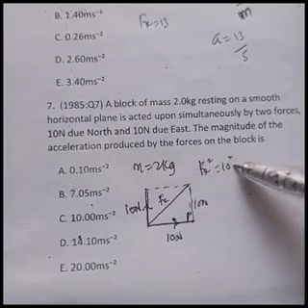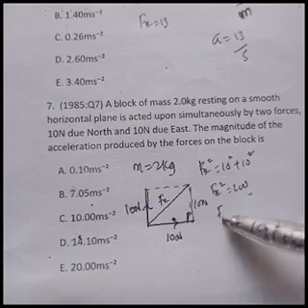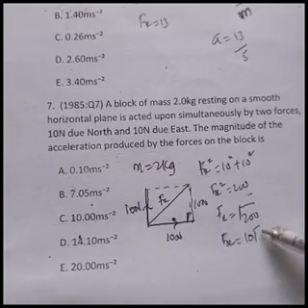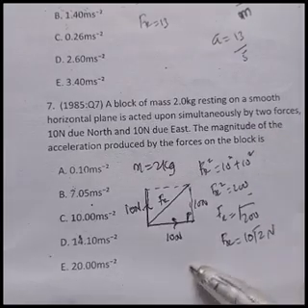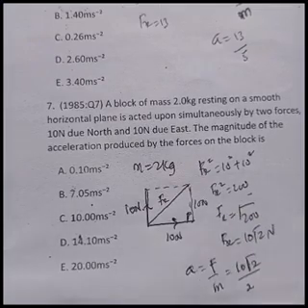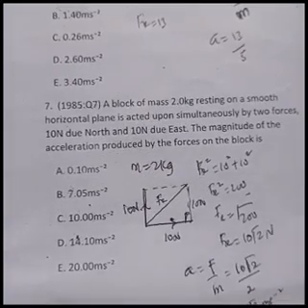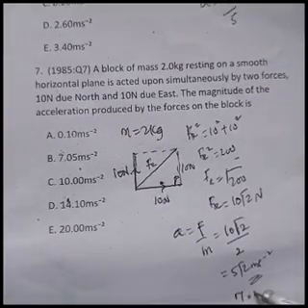Fr squared equals 10 squared plus 10 squared, so Fr squared equals 200. So our Fr equals square root of 200, which is going to be 10 root 2 Newton. But we are looking for the magnitude of the acceleration. So a equals F over m, which is 10 root 2 over the m given, which is 2. That's 5 root 2 meter per second squared. In decimal, it's 7.07 meter per second squared. So the closest is option B.